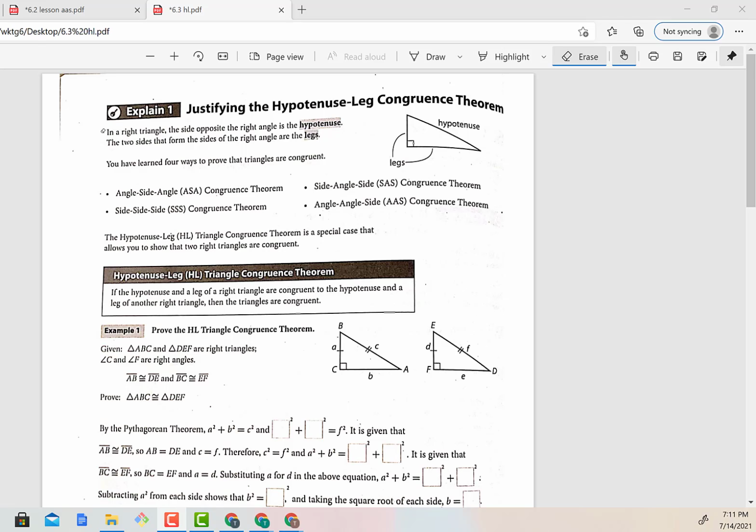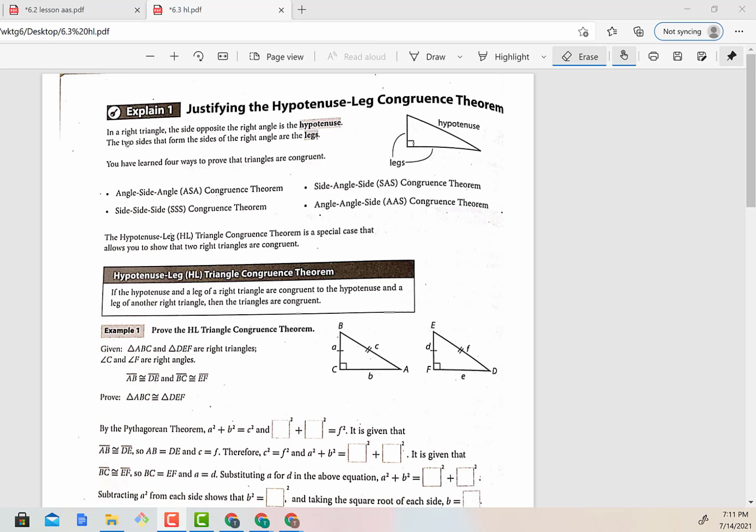A right triangle, the side opposite the right angle, remember that's called the hypotenuse. So hypotenuse has that big long name. It also represents the biggest, longest side of the triangle, the side that's opposite the right angle. The two sides that form the right angle are called the legs. Short name represents the two shorter sides.